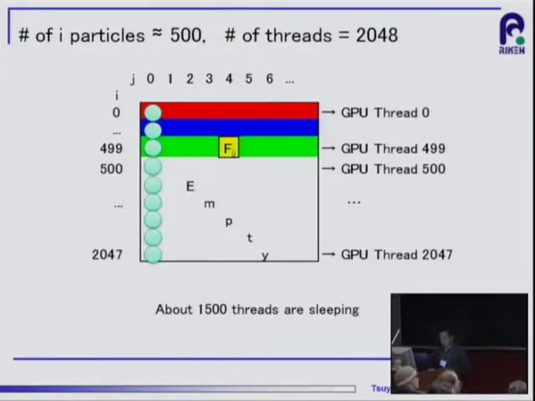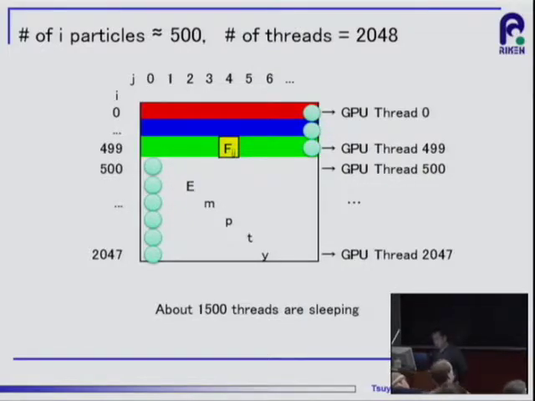In this situation, the efficiency of GPU strongly depends on the ng and the particle decomposition number. If we use 2048 as the particle decomposition number, almost all GPU will sleep, since the number of threads on GPU is 2048.